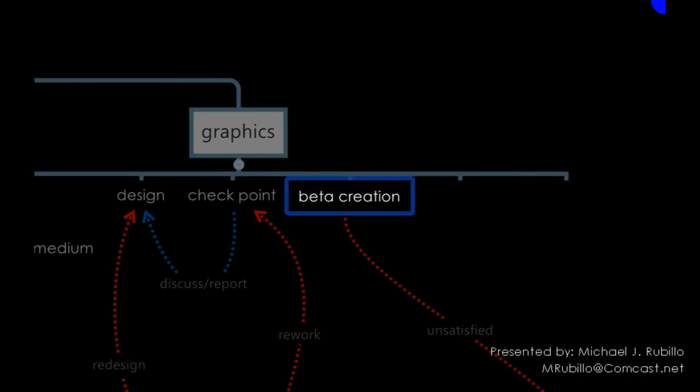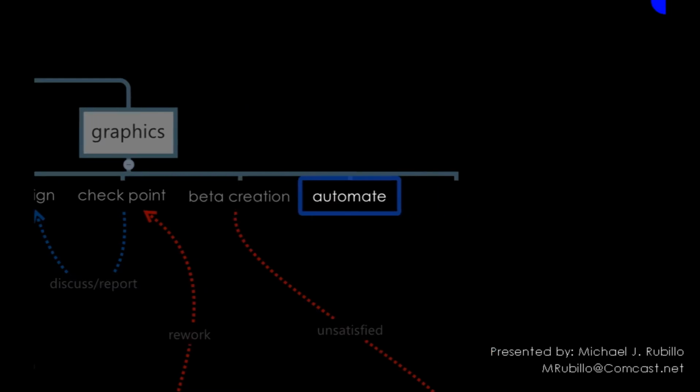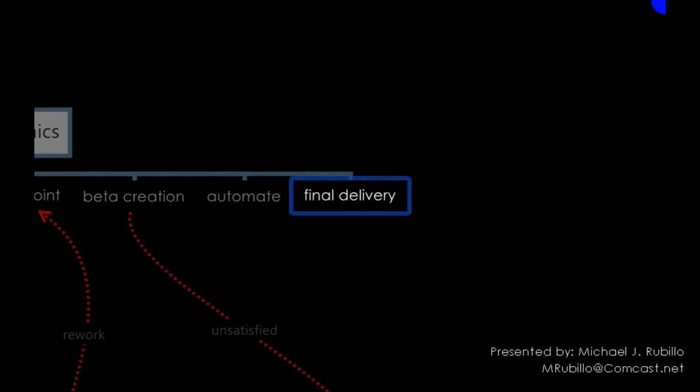Next, we'll move to our beta creation of the graphic as required. So we'll do any development and automation that's needed for the graphic. And then we'll try to automate the process to make sure that this can sustain going forward. And then there's final delivery of the product to our clients.